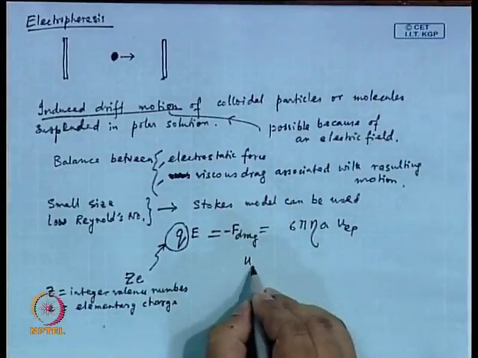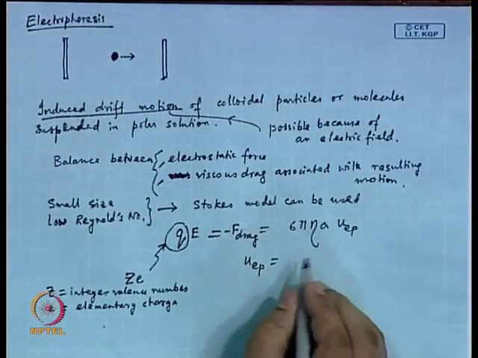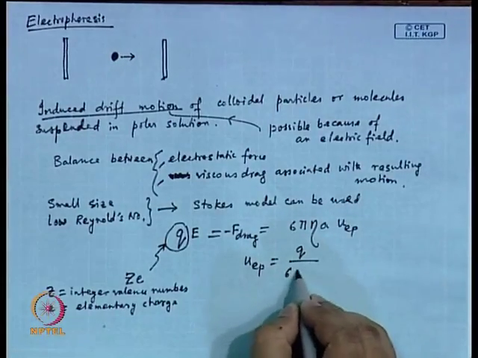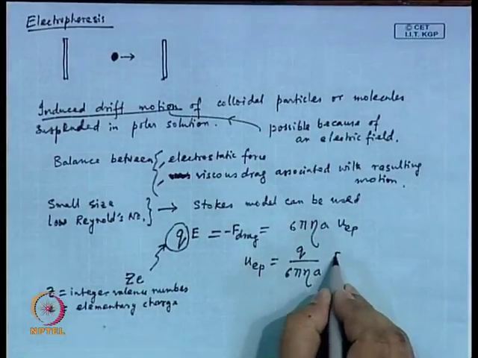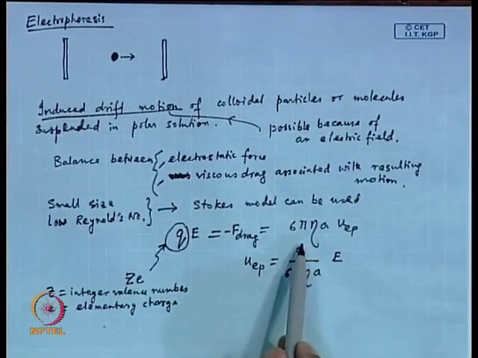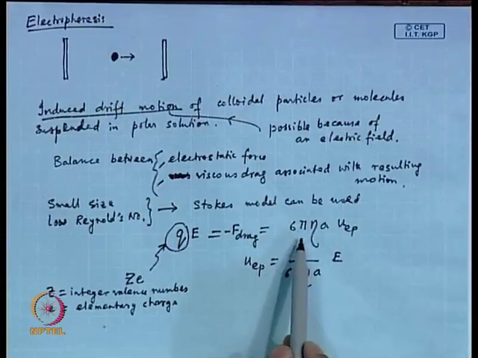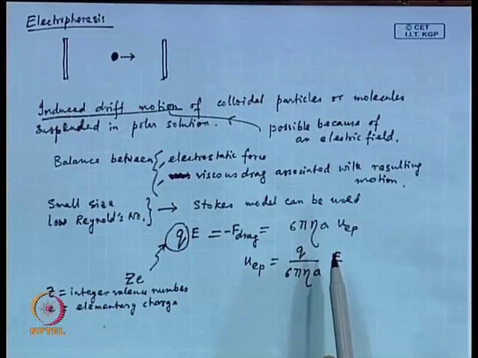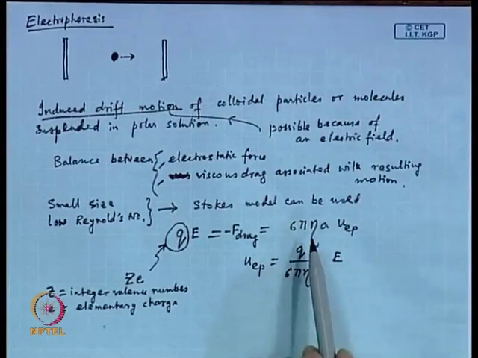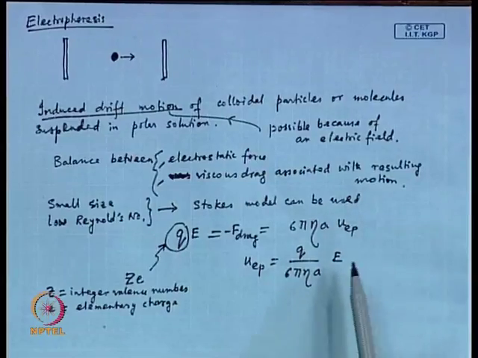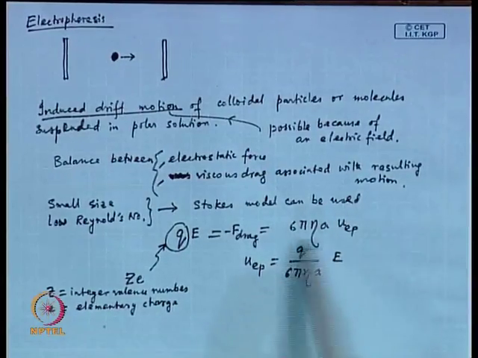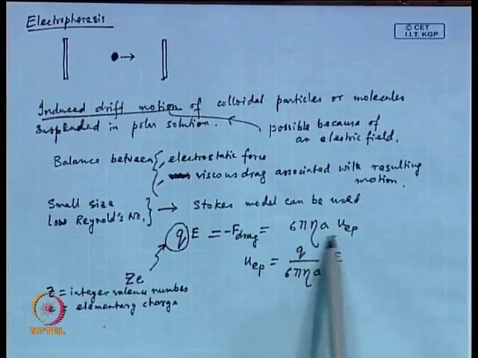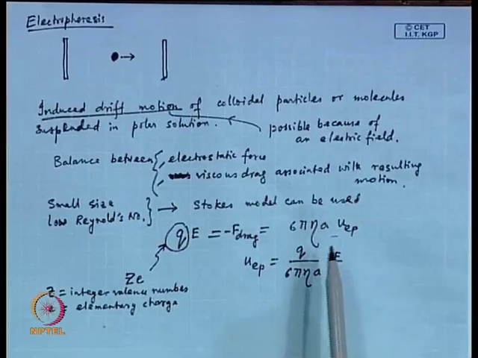In that case, you can write U E P, the electrophoretic velocity, as Q divided by 6 pi eta a into E. By the way, you understand the other components of the drag force. I am sure this comes from Stokes law. If time permits, we can discuss how we got it, because this is a very general treatment, not specific to a microscale process. This is a very basic definition of drag force using the Stokes model.